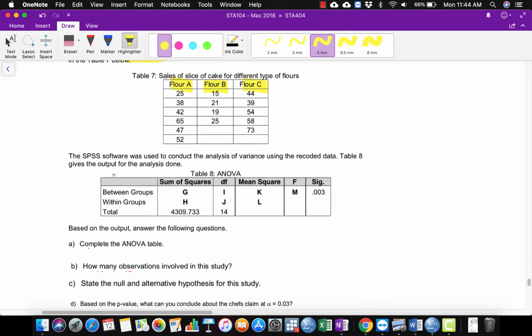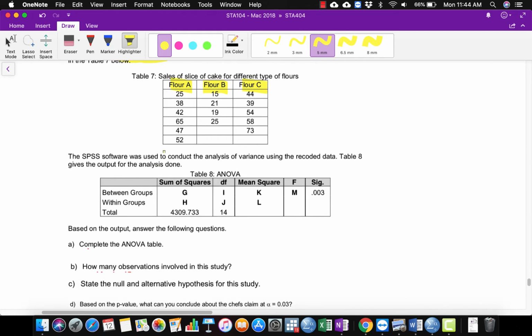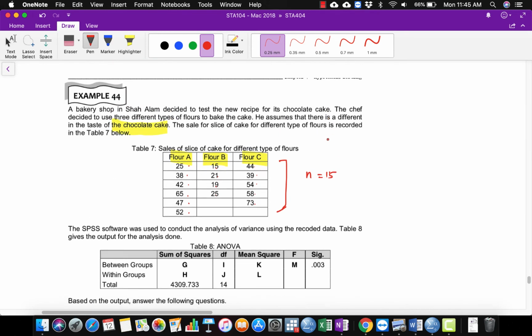Right, so the SPSS output. Before we proceed, what is the N here? N should be this one: 1, 2, 3, 4, 5, 6, 7, 8, 9, 10, 11, 12, 13, 14, 15. So we have 15.